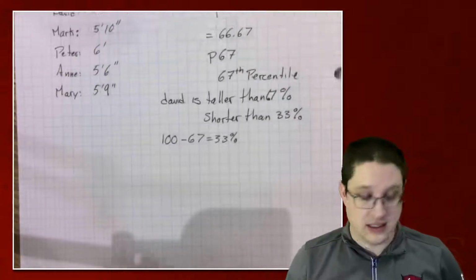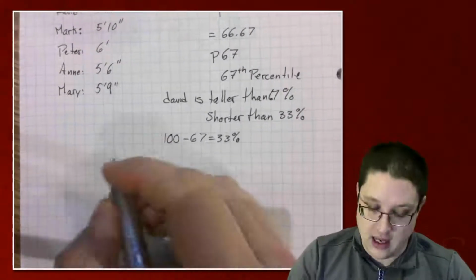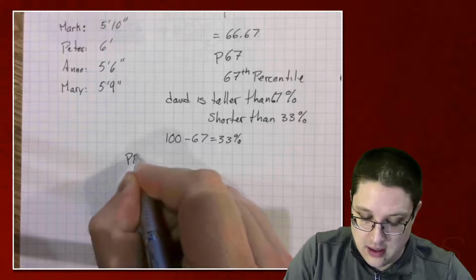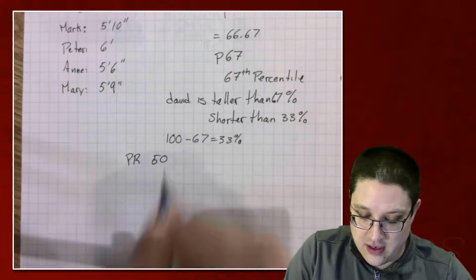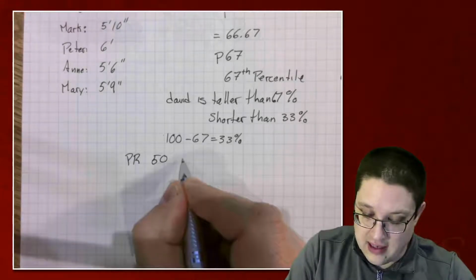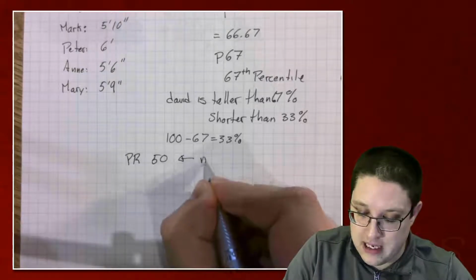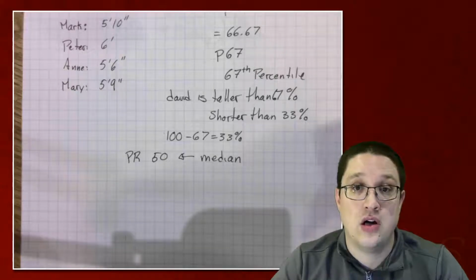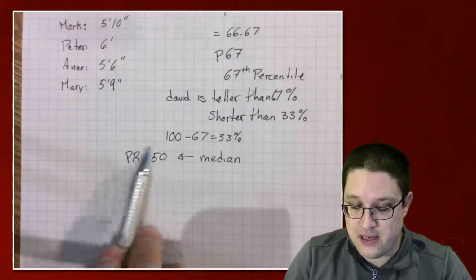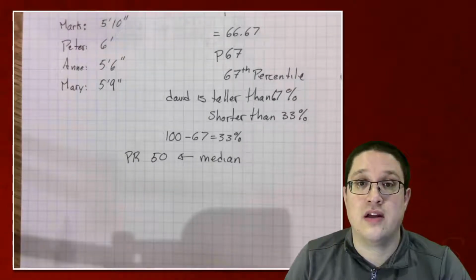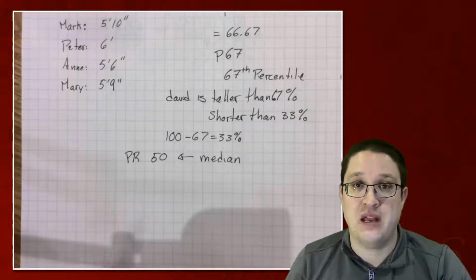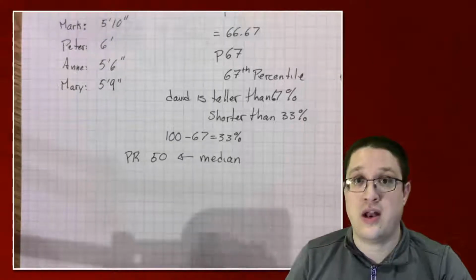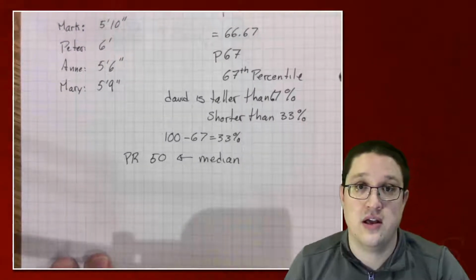One last thing to note is that if you have a percentile rank of 50, that is actually your median. From a previous video on central tendency, PR 50, or a percentile rank of 50, means that you are exactly in the middle. Half of people have scores better than yours and half have scores worse than yours.